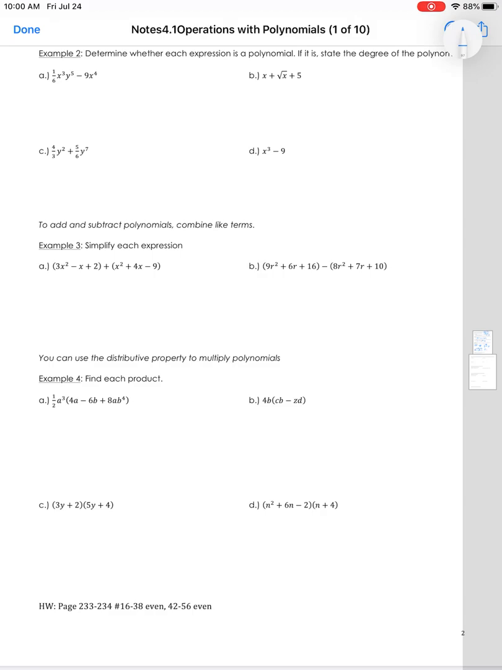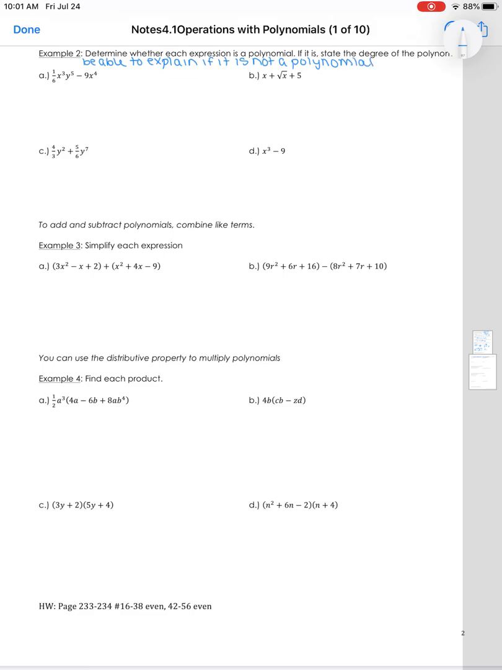Every term in a polynomial must be a monomial. The degree of a polynomial is the same as the degree of a monomial term with the highest degree. And we're going to add the exponents of each monomial term to determine what that is. Let me show you.